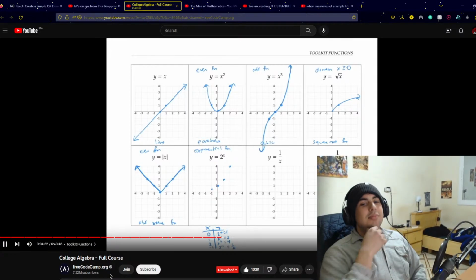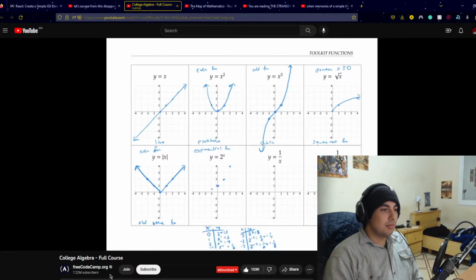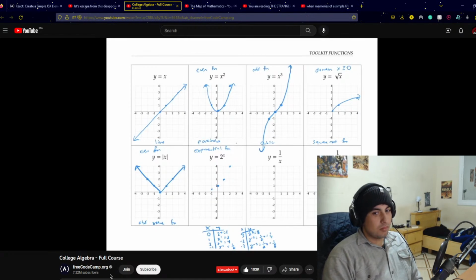Well, let me fill in a few more points. So let's see, 2 cubed is 8, that's way up here, and negative 2 gives me 1/4, and negative 3 gives 1/8.